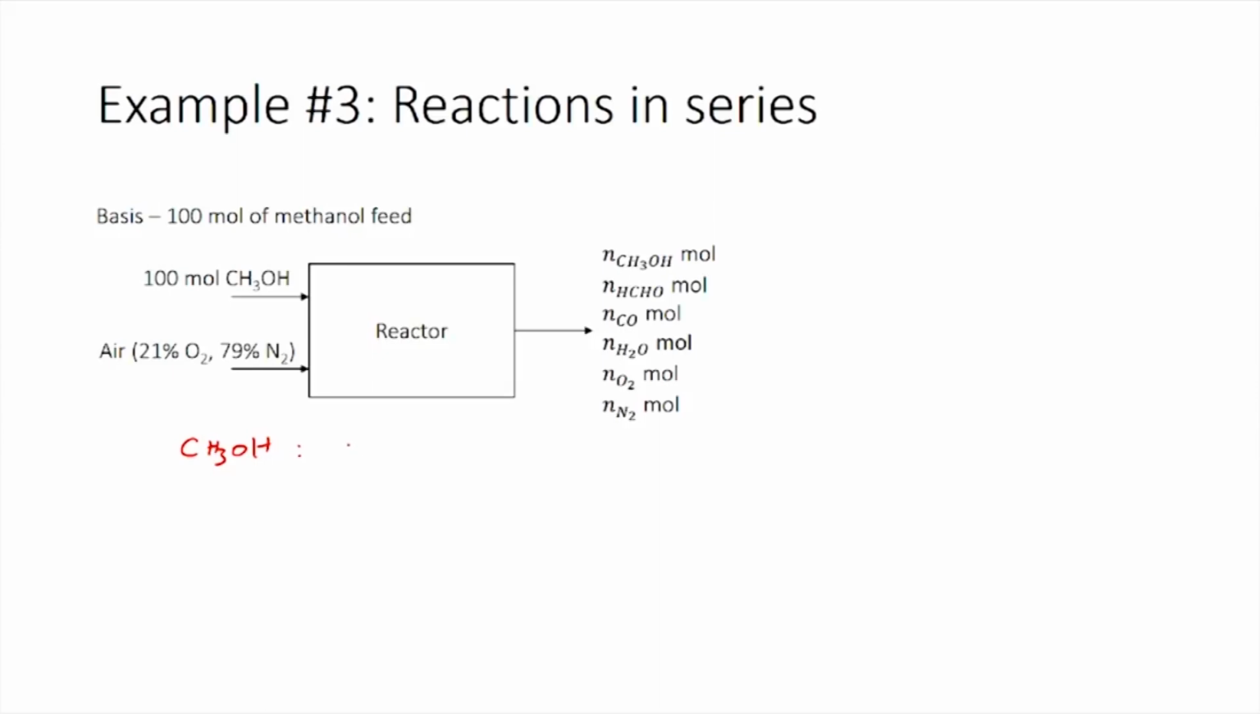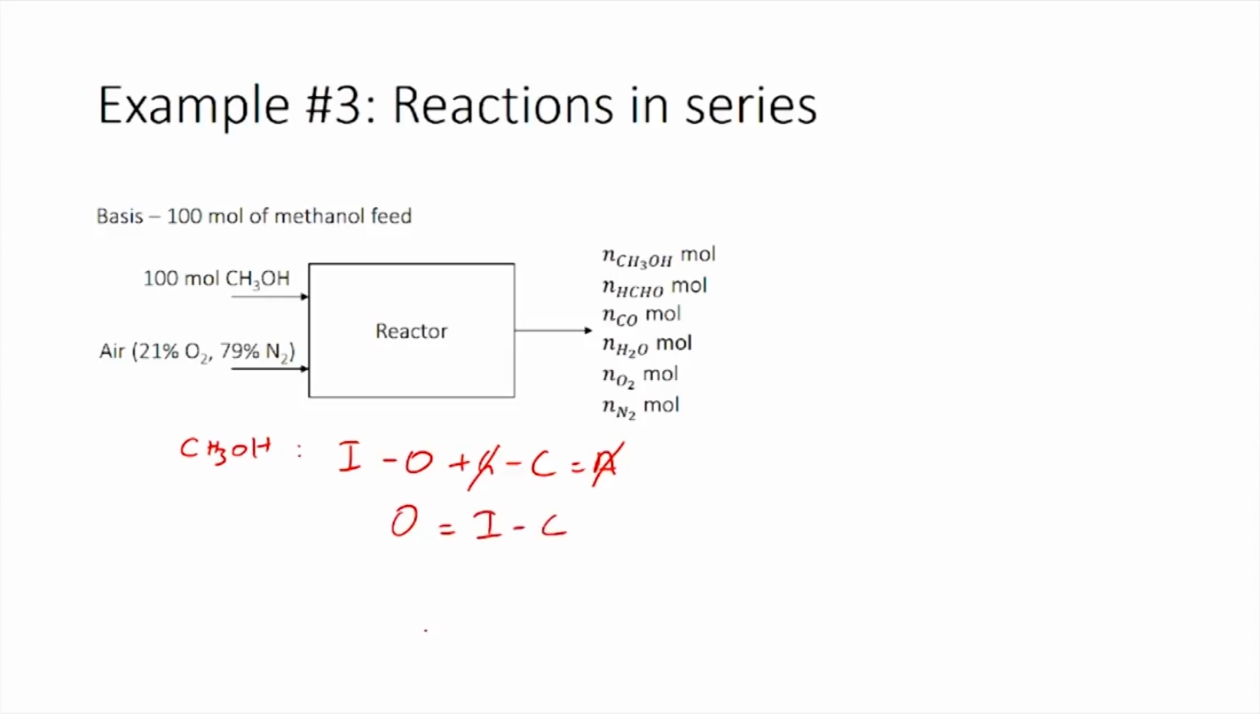The equation would be input minus output plus generation minus consumption equals accumulation. Which of these terms will go to 0? At steady state accumulation goes to 0, methanol is a reactant and it is not being generated. So, generation term goes to 0. So, we are left with input, output and consumption. So, the output term which we need to calculate would be input minus consumption.